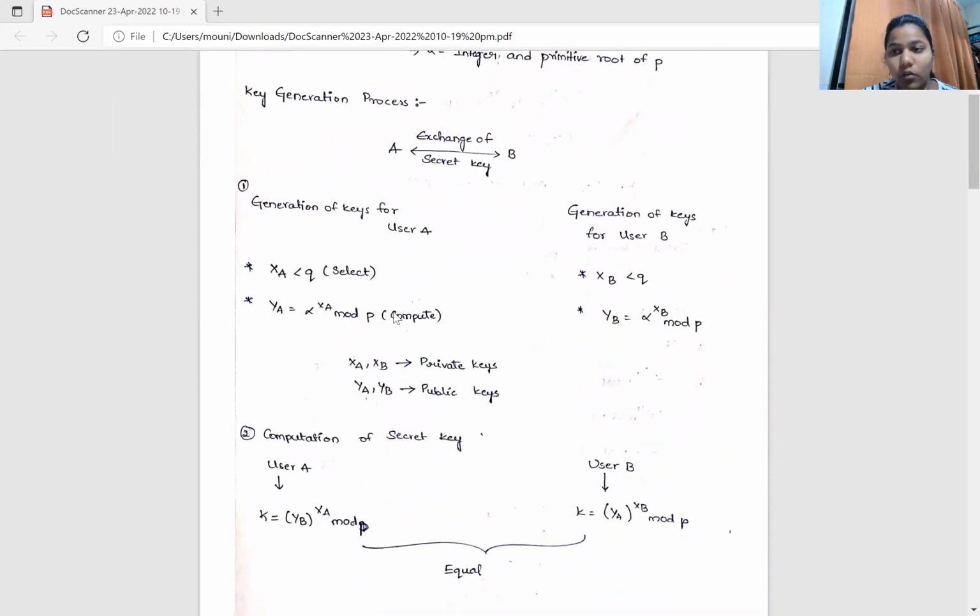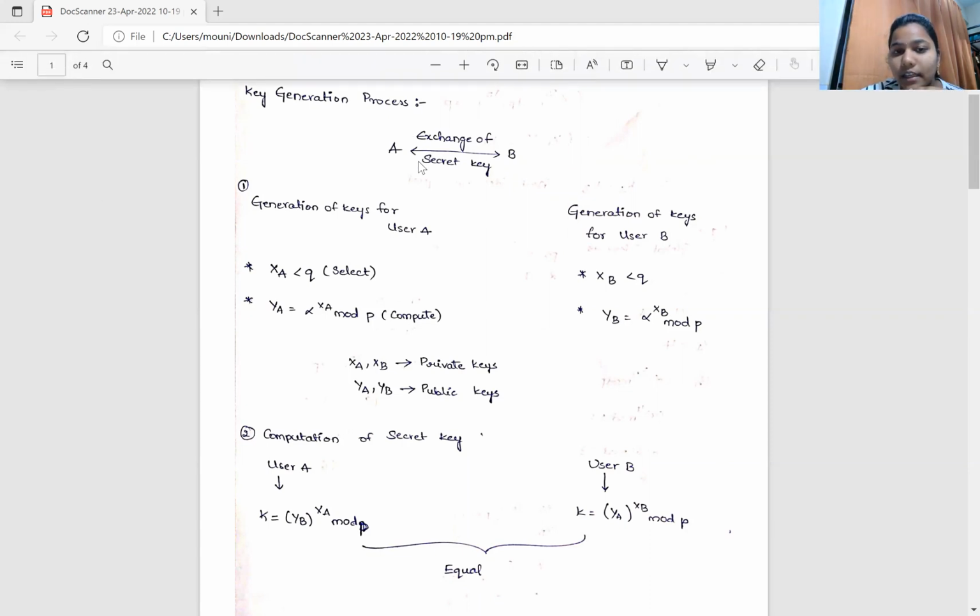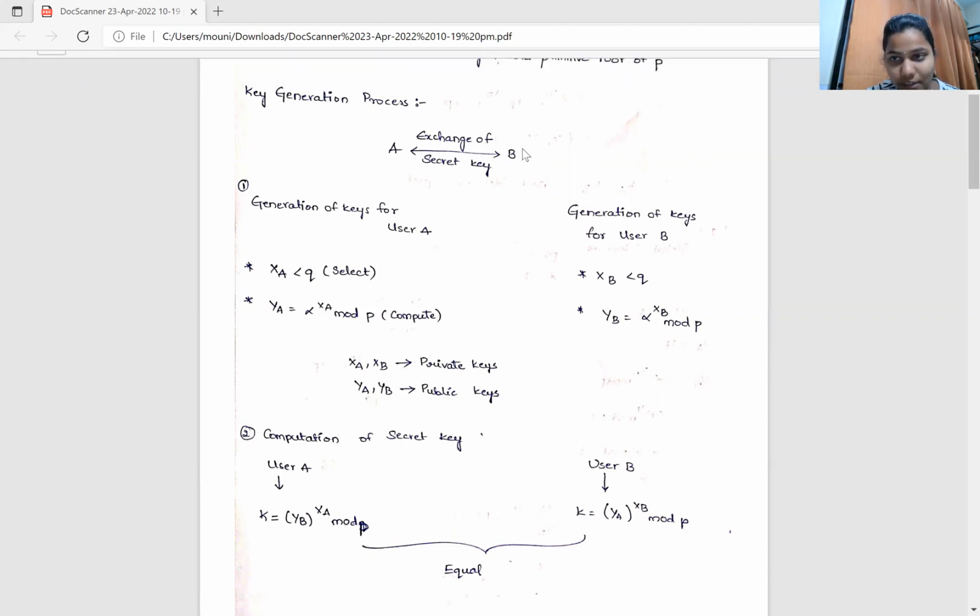What is the process in the Diffie-Hellman key exchange algorithm? Mainly, we are going to follow two steps. One is the key generation process, and another one is computation of the secret key, which is shared between the two members. Suppose there is a user A and user B. Here they are going to exchange the secret key. Before that, they need to generate a set of private keys and public keys.